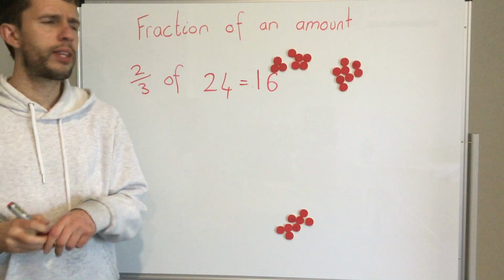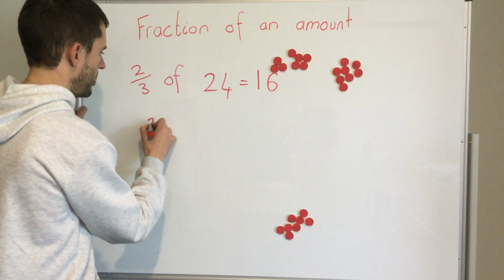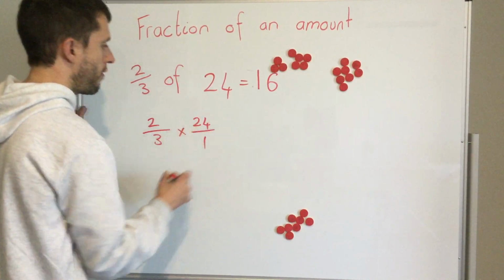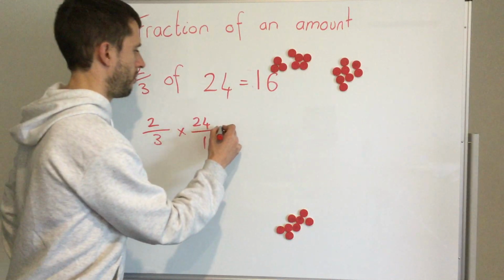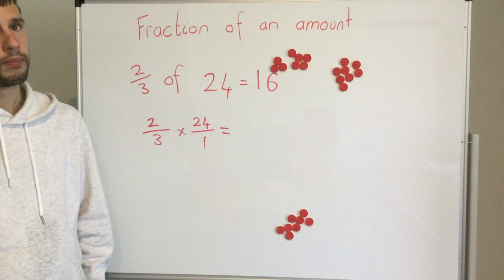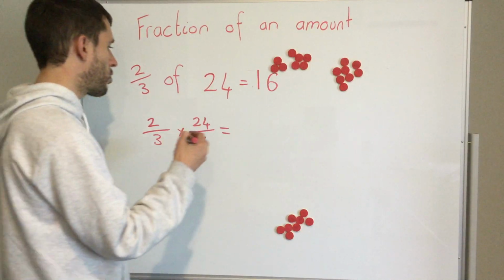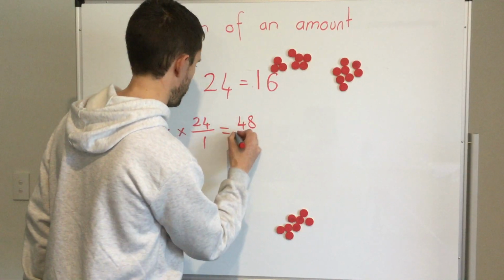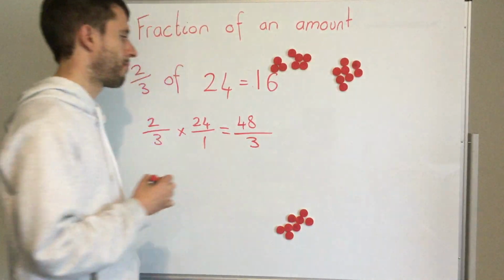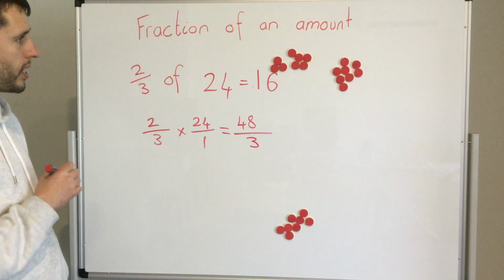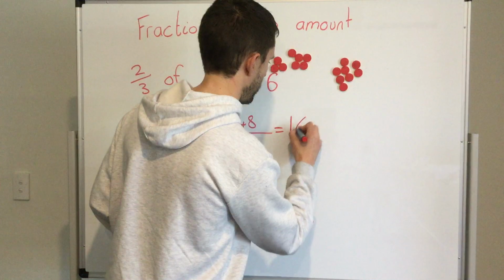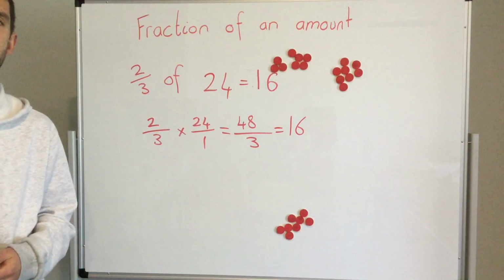Now let's double check that with the process. So I've got 2 over 3 and I'm multiplying by 24 over 1. 2 times 24 equals 48. 1 times 3 equals 3. How many 3's in 48? 16. Got back to exactly the same answer.